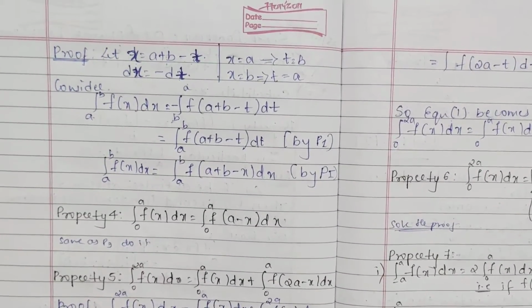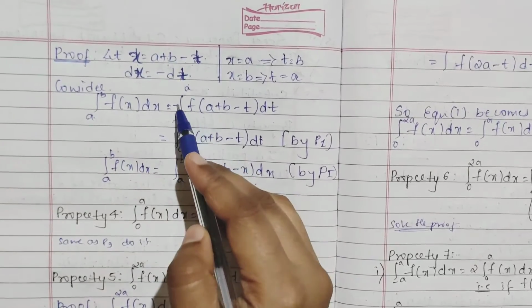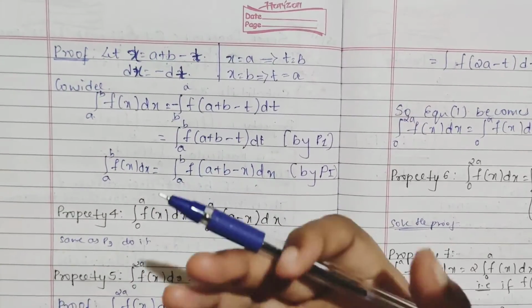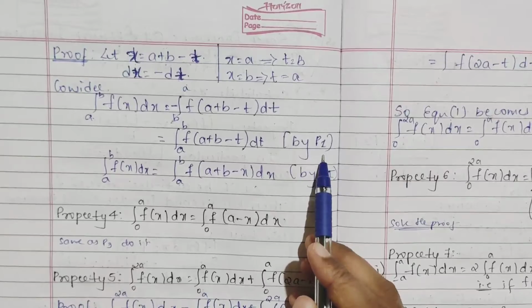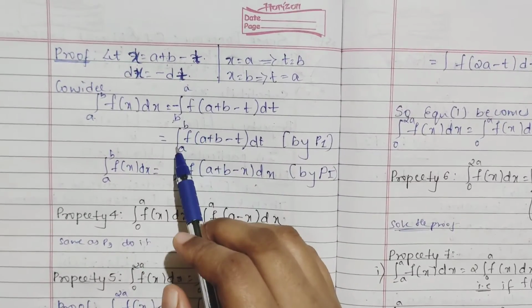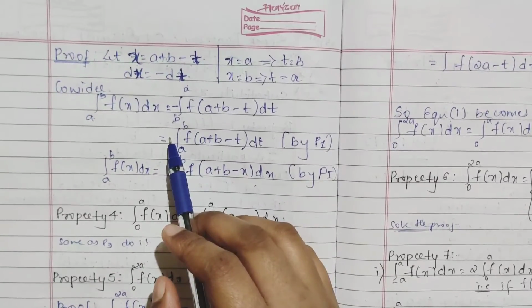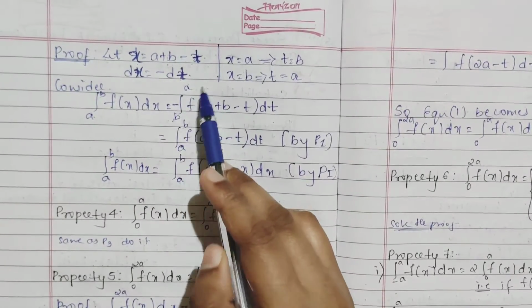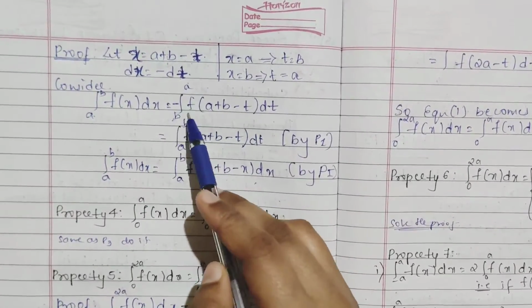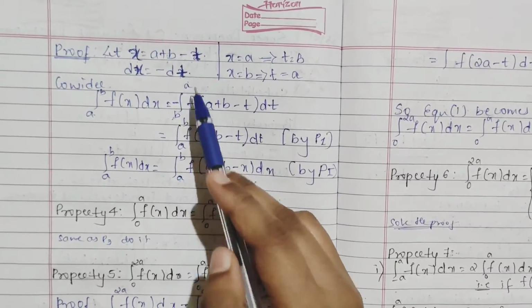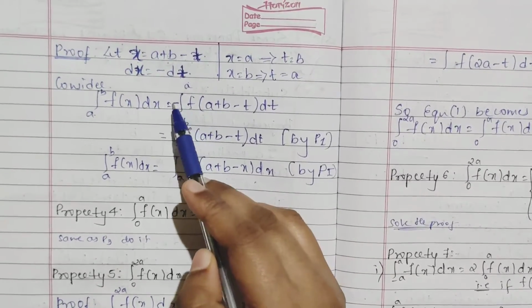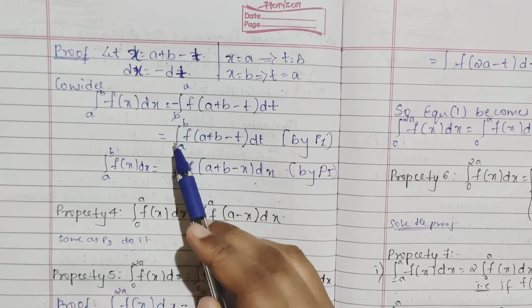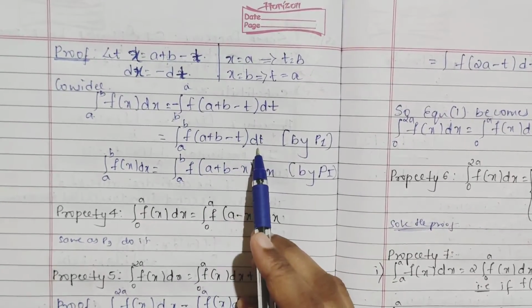Next, I don't want this negative sign, so I will apply property 1. If you interchange the limits, the sign becomes negative. Here the negative is already there, with upper limit a and lower limit b. Now if I interchange, this becomes the lower limit and this becomes the upper limit, and the sign becomes negative again, but negative plus negative is positive, and this remains the same.